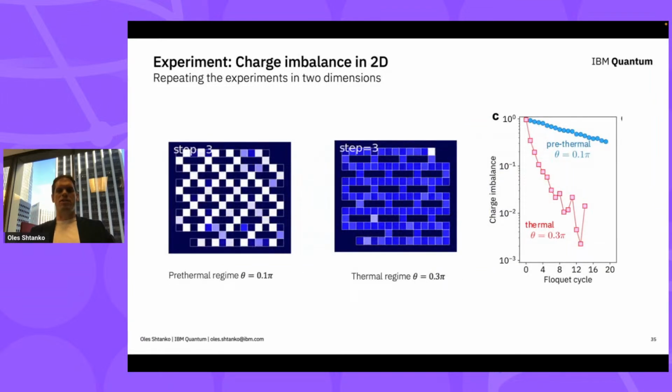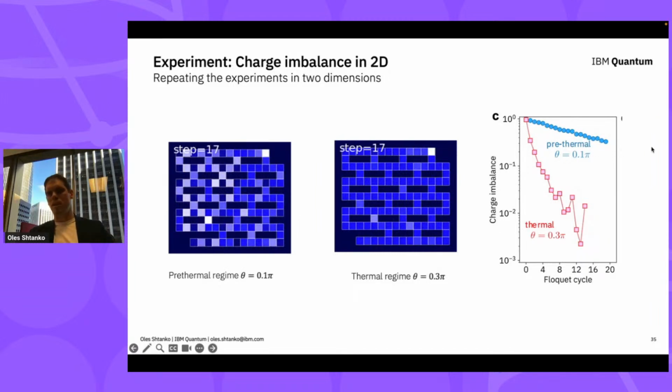We can also plot this charge imbalance, which we discussed in the previous slides, and again we can see that we have slow dynamics here. We don't have a signature that goes to a plateau, but we see some slow dynamics. So we can attempt to find local integrals of motion in this scenario.